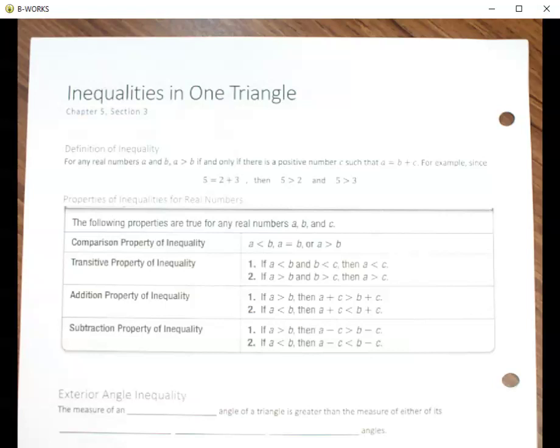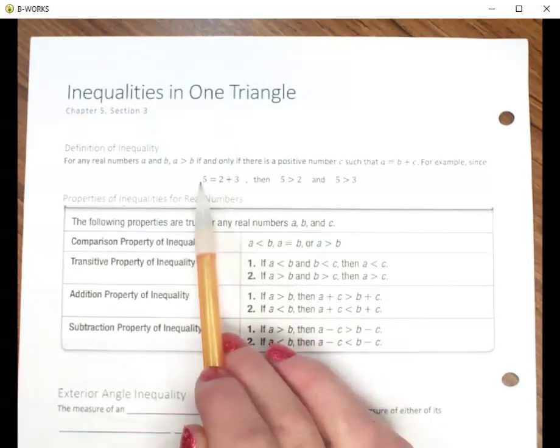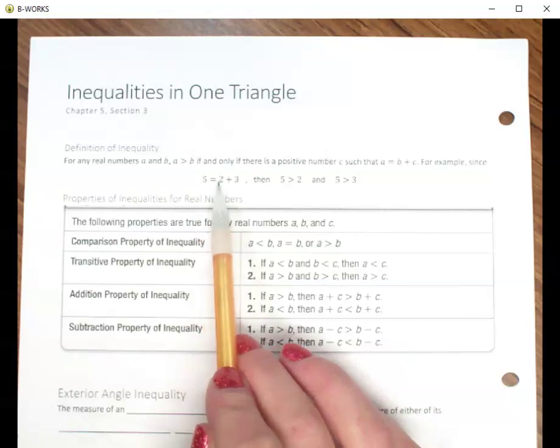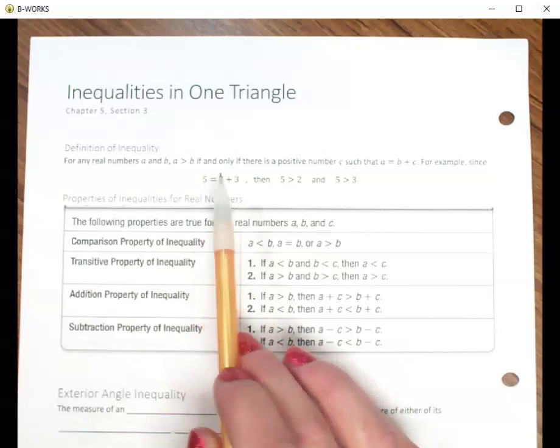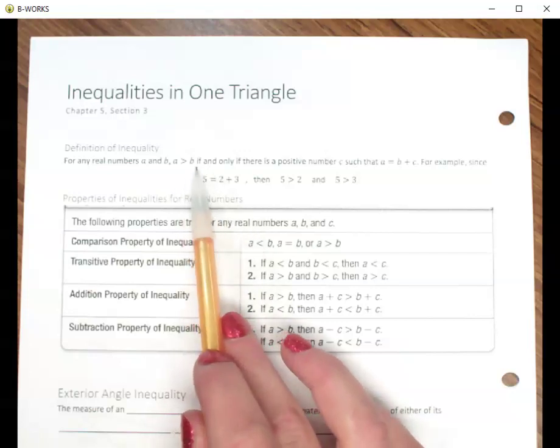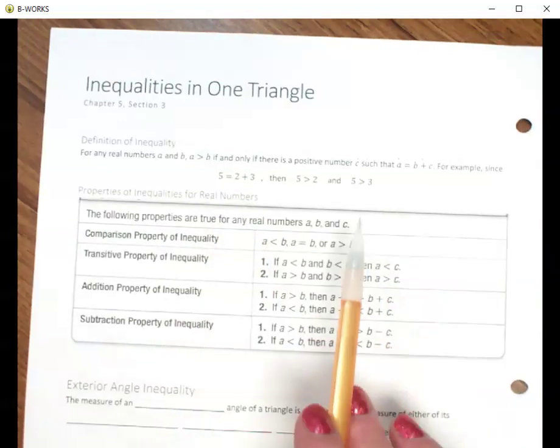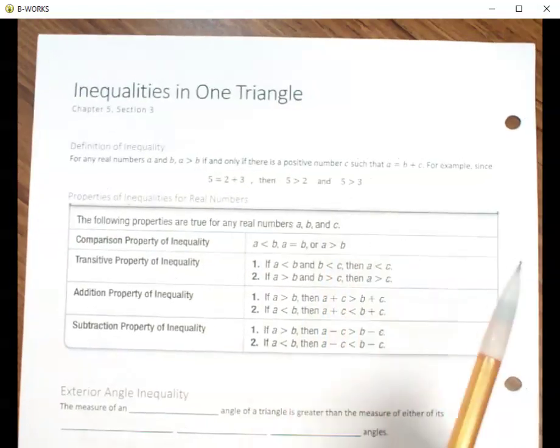All right, section 5.3, we're going to talk about some inequalities in one triangle. Just to define what an inequality is, for any real numbers A and B, A is greater than B if and only if there's a positive number C such that A is equal to B plus C.